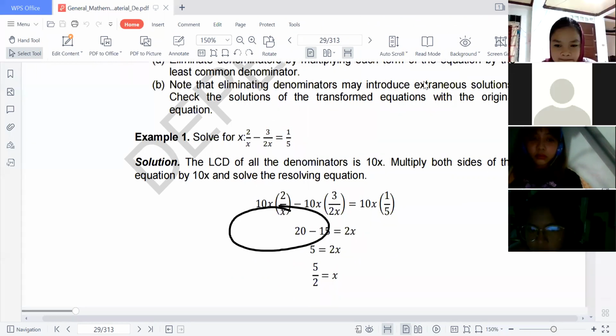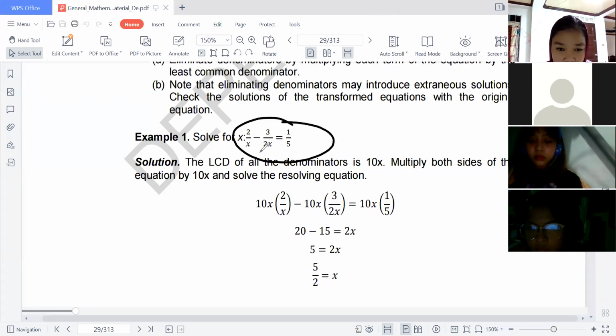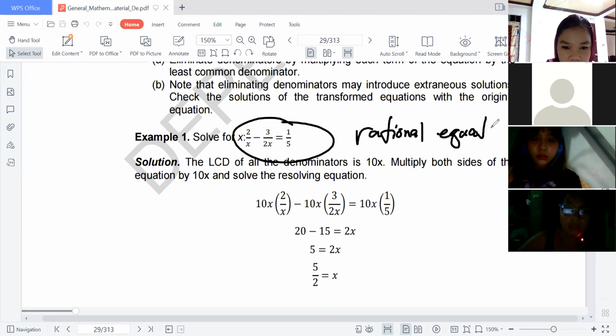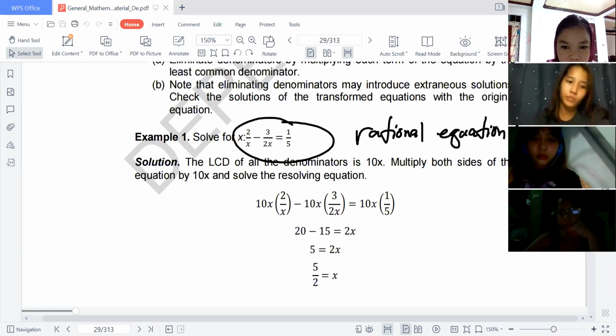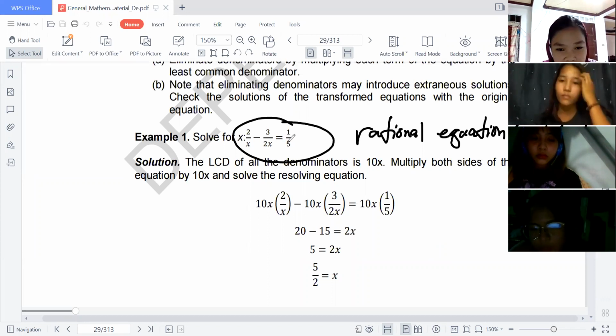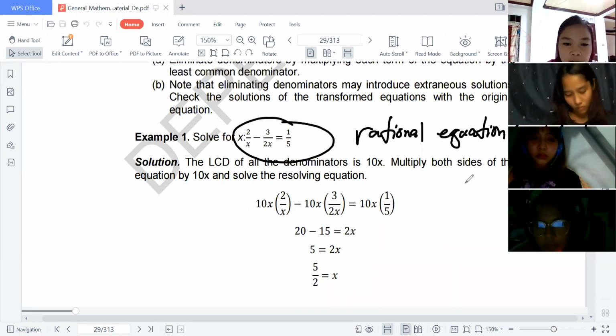If you look at this example, remember, this is the given rational equation. Is it a rational equation, class? Yes, sir. Do you agree with me? Yes, sir. Yes, this is a rational equation. So, how to solve this rational equation? In the first step, we eliminate all the denominators, so you will be multiplying the LCD. The problem is, how do we find the LCD?